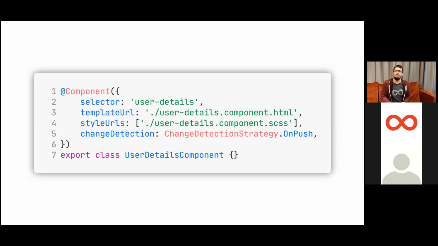So this is all some kind of metadata that the decorator attaches to the class. And then this metadata can be used later on by something else. In this particular example, all of this data from the decorator will be used by the Angular compiler to compile this component.